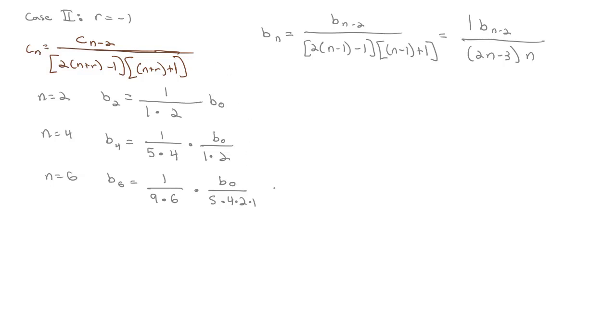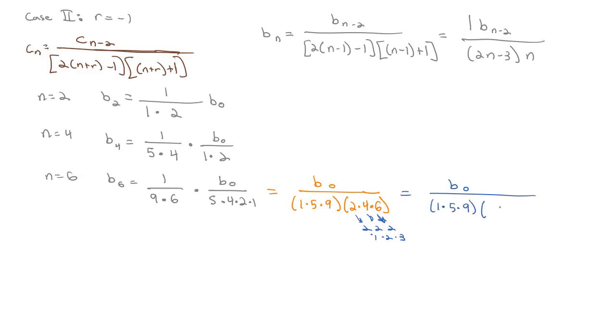Now again, we're going to try and group things together by factor. So what we really have here is b sub 0 over, let's start with the bottom number of 1 times 5 times 9. And then there's also a 2 times 4 times 6. And so we see the same pattern emerging where we can factor out a 2 out of each of these terms, giving us 2 cubed times 1 times 2 times 3. A factorial is growing out of it. So we have b sub 0 over 1 times 5 times 9 times 2 to the third times 3 factorial.